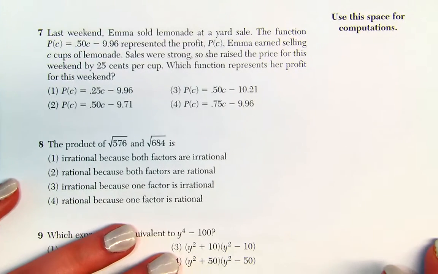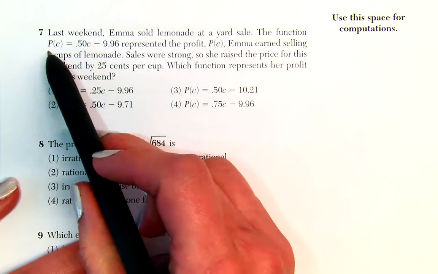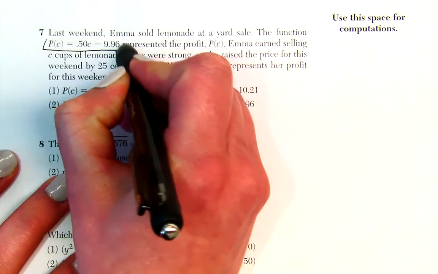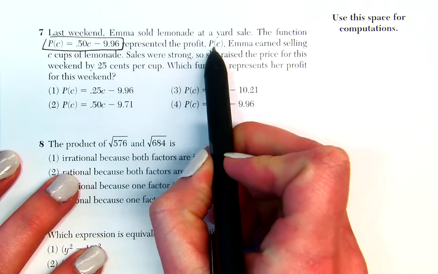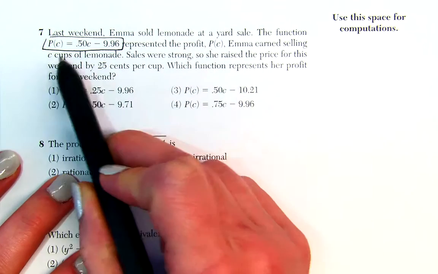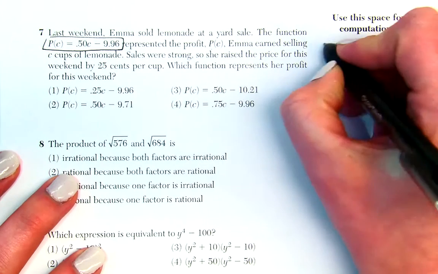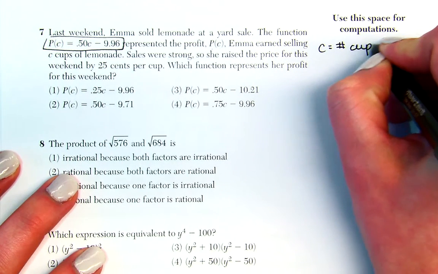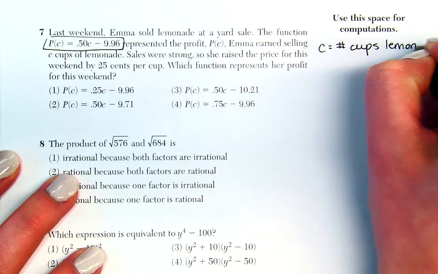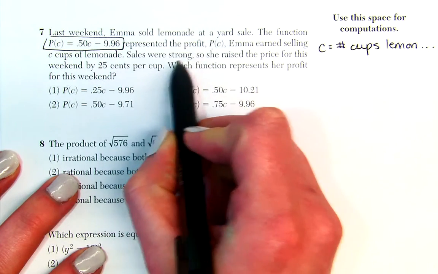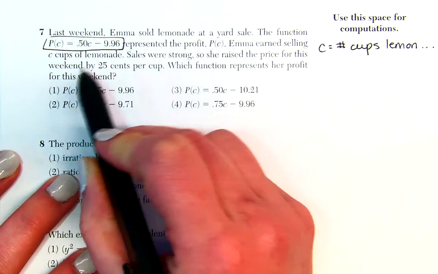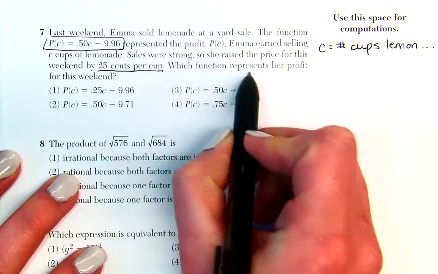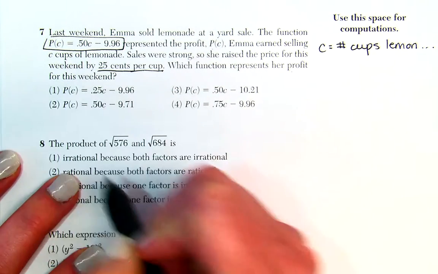Last weekend, Emma sold lemonade at a yard sale. The function P of C equals 0.5C minus 9.96 represented the profit, P of C, Emma earned selling C cups of lemonade. So C is the number of cups of lemonade. Sales were strong, so she raised the price for this weekend by 25 cents per cup. Which function represents the profits for this weekend?